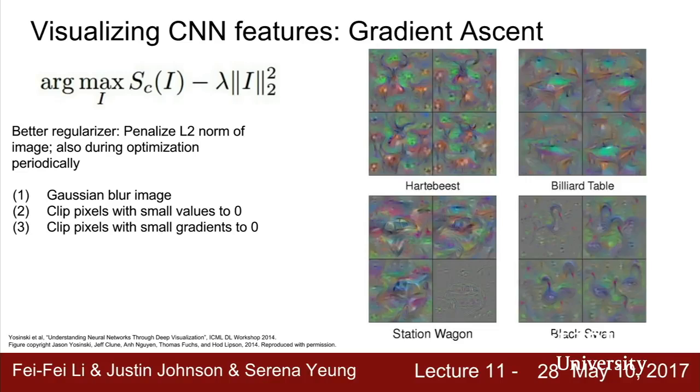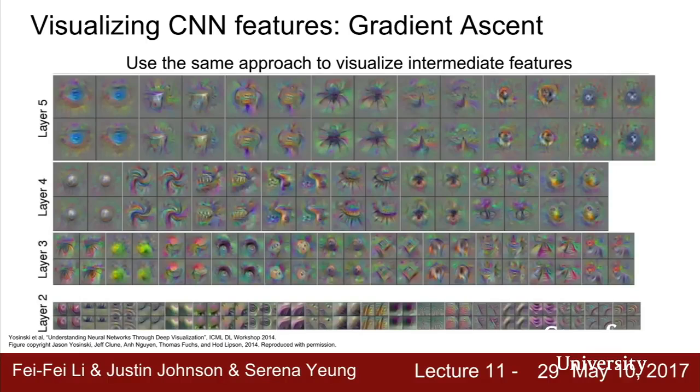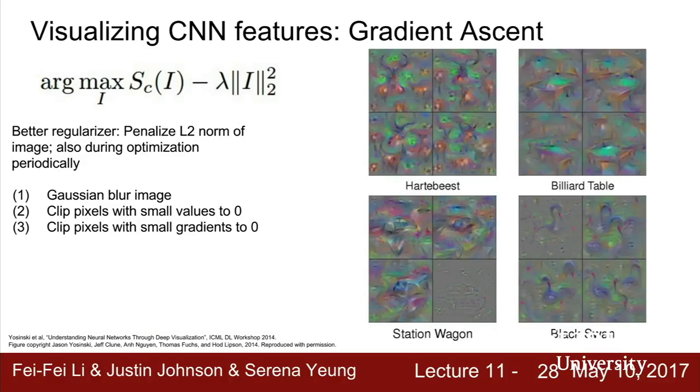And now we can perform this procedure not only for the final class scores, but also for these intermediate neurons as well. So instead of trying to maximize our billiard table score, for example, we can try to maximize one of the neurons from some intermediate layer. Question? So the question is, what's with the 4 examples here? Remember, we're initializing our image randomly. So these 4 images would be different random initializations of the input image.